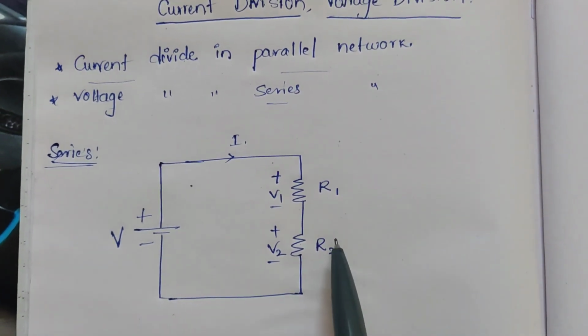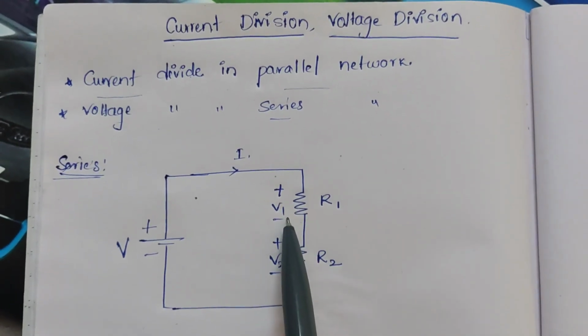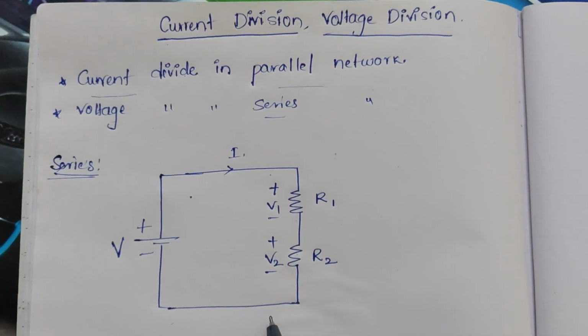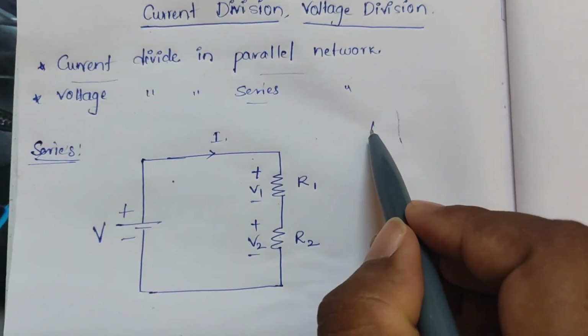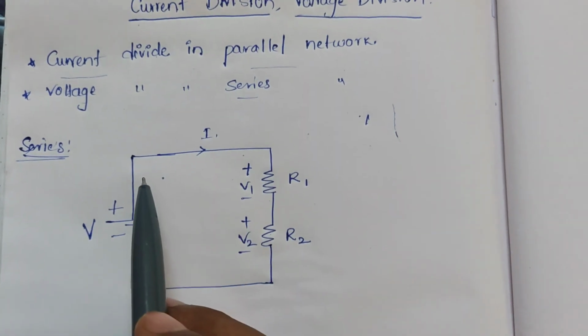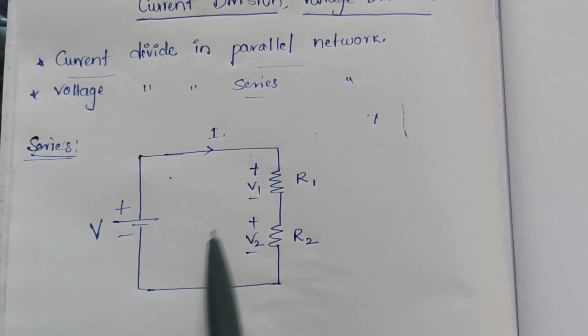Here we have the voltage across resistor R1 as V1 and the voltage across resistor R2 as V2. So how can you write those voltages? According to KVL, and one more thing here, the current in a series network is the same. That should be remembered.